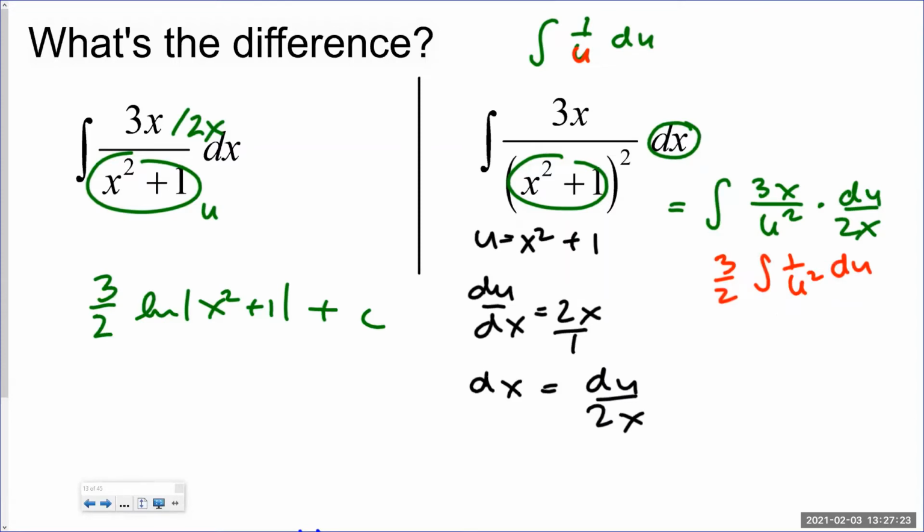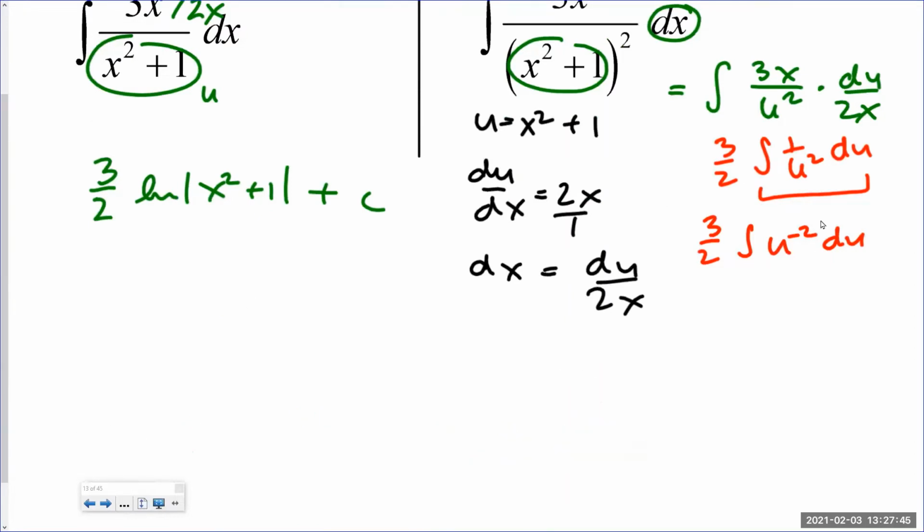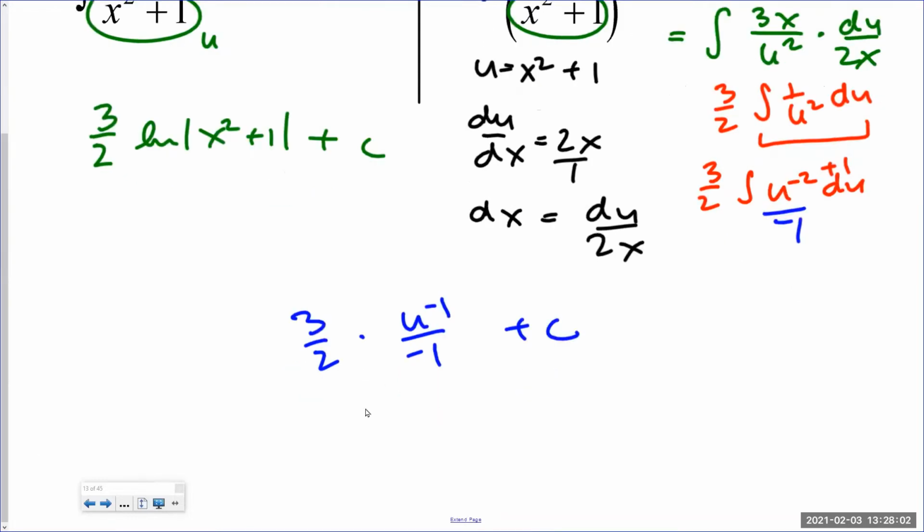At this point, this right here should be an easy antiderivative or something on my formula sheet. Is it an easy antiderivative? Kind of. What do I have to do to make it an easy antiderivative? Yeah, move the u squared to the top, so that becomes u to the -2. And now it is an easy antiderivative. I'm going to add 1, divide by -1. So what I get is 3/2 times u to the -1 over -1, plus c.